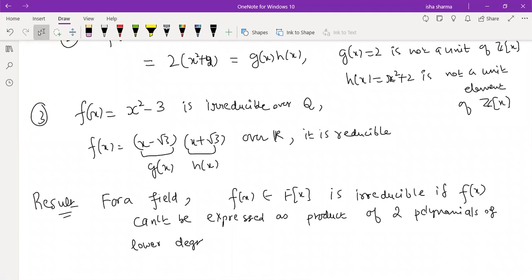Because it's clear from these examples. When we talk about rationals, x squared minus 3, I was not able to factorize it as x minus square root 3 into x plus square root 3 over Q, because the factors that come individually do not belong to Q[x]. But over reals I could do that. So immediately I said, okay, since I'm able to do that, therefore it is reducible. So over a field the things are easy.